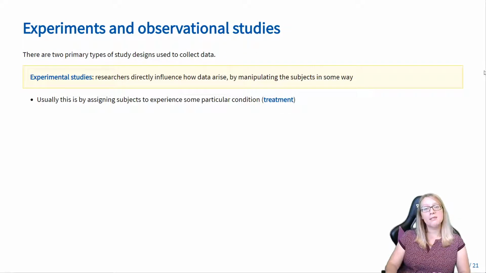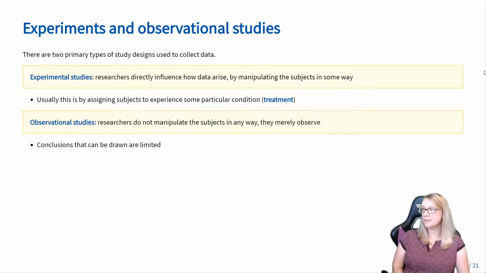So now let's talk about experiments versus observational studies and when we might use each one. Experimental studies occur when researchers are directly influencing how the data is collected by manipulating the subjects in some way. In an experiment, we are doing something to our subjects. We're requiring them to, for example, receive some treatment or take some drug. Generically speaking, we call those experimental conditions the treatment. Treatment doesn't have to be, for example, a healthcare intervention with patients. In an experimental setting, it's just what we're doing to the subjects.